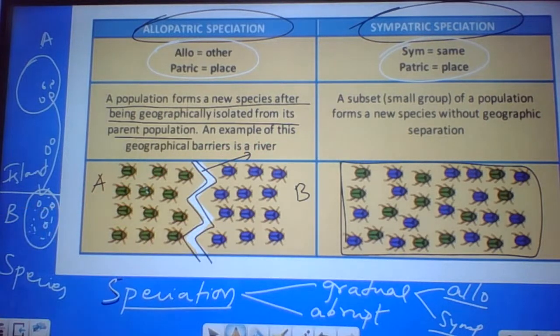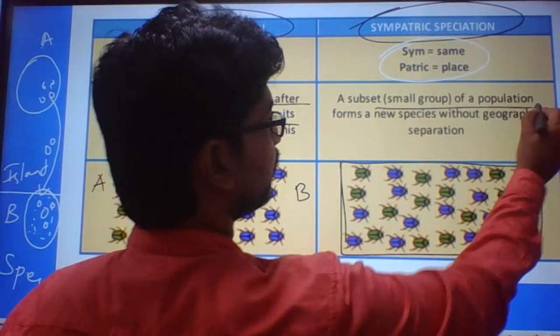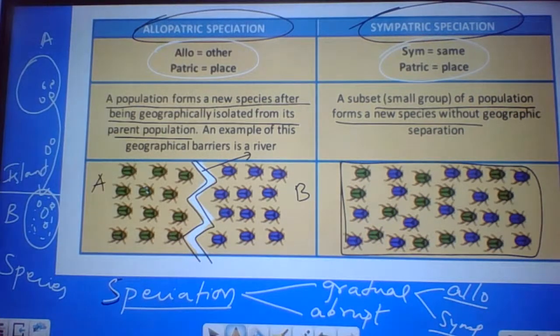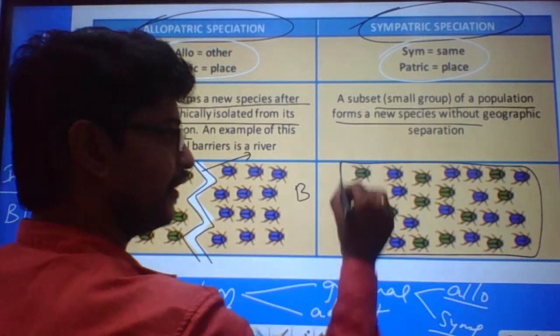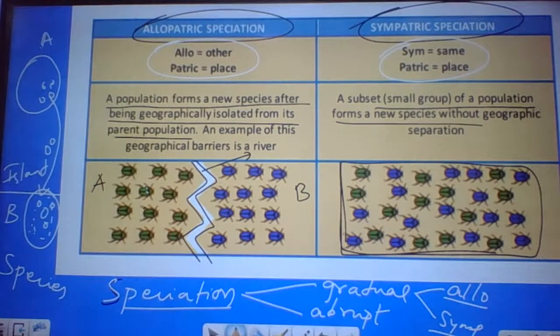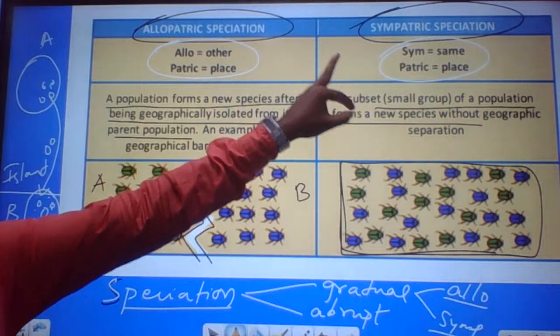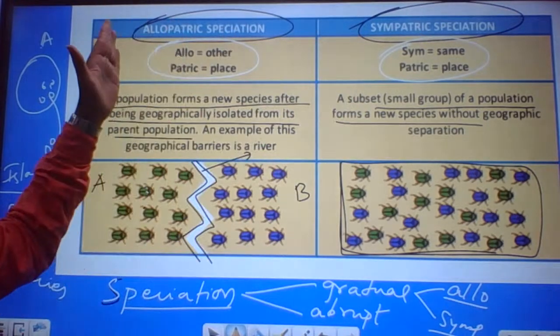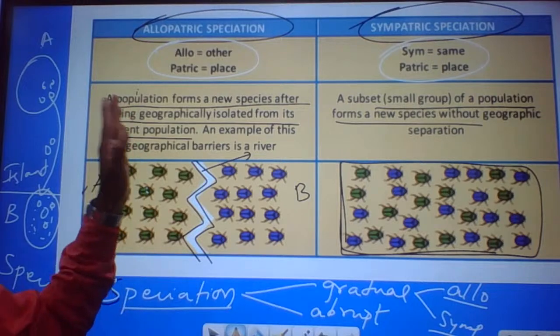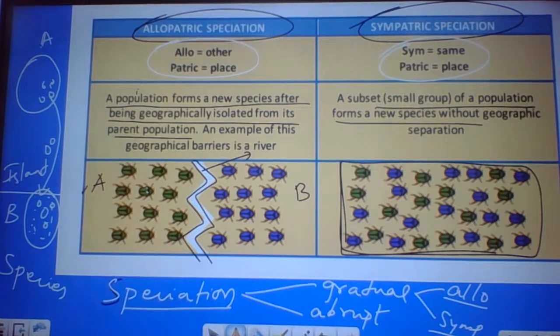But in sympatric speciation, a small group of a population forms a new species without geographical separation. There won't be any separation. In spite of that, without any barrier, you can see the proliferation and the development of two different types of beetles in the same area. So sympatric means same place, allopatric means other place. You should remember this as far as speciation is concerned. With this we come to almost the end of the speciation part.